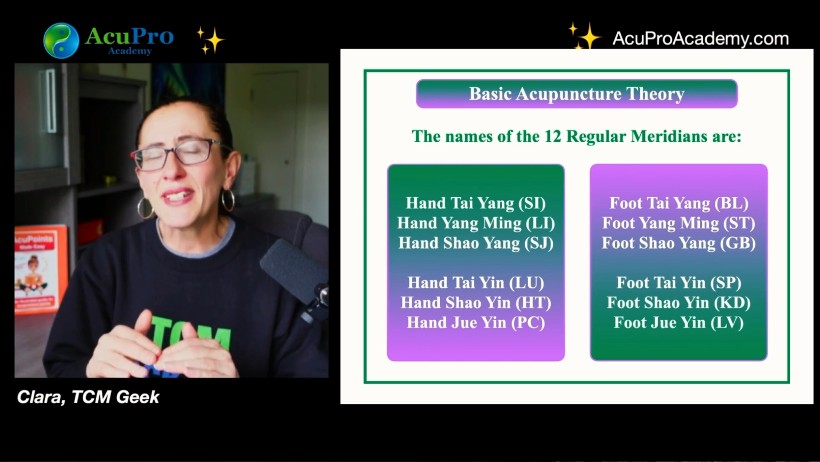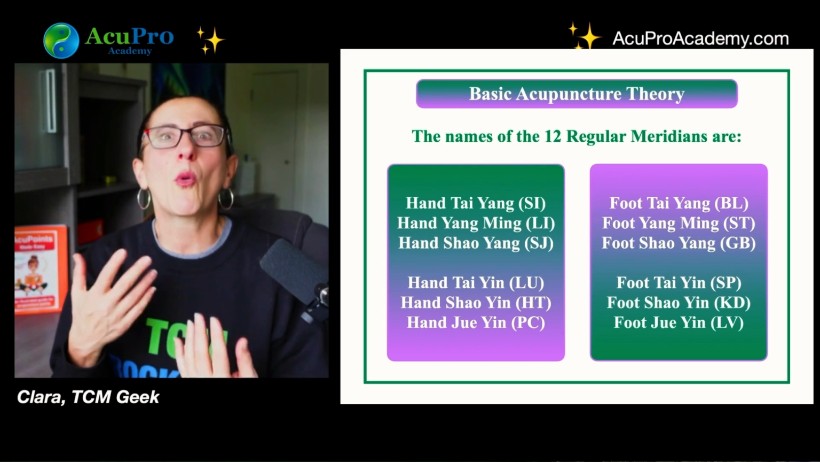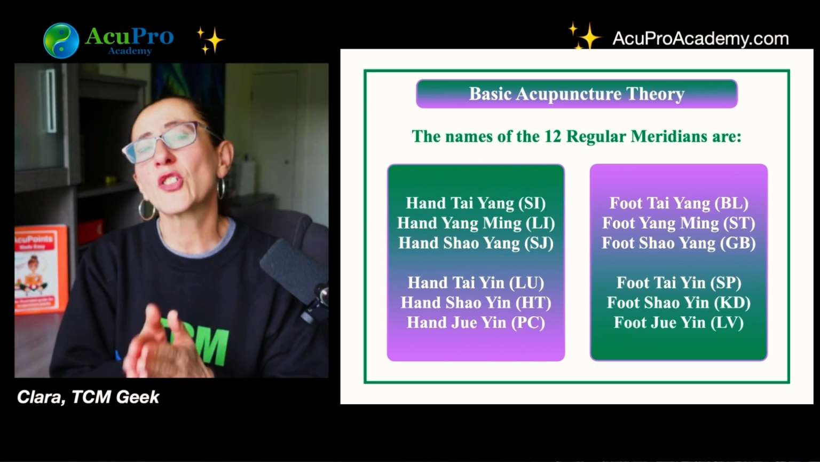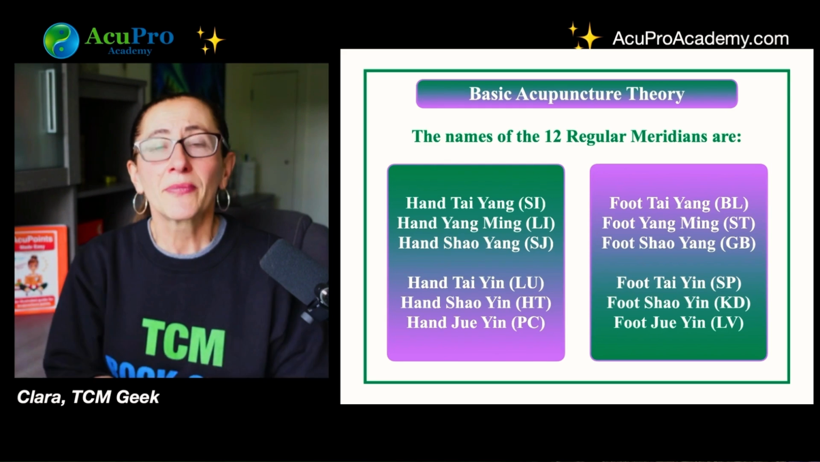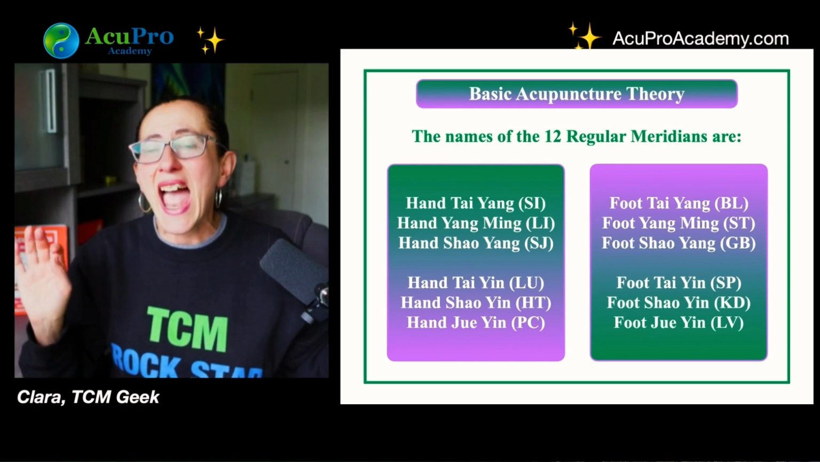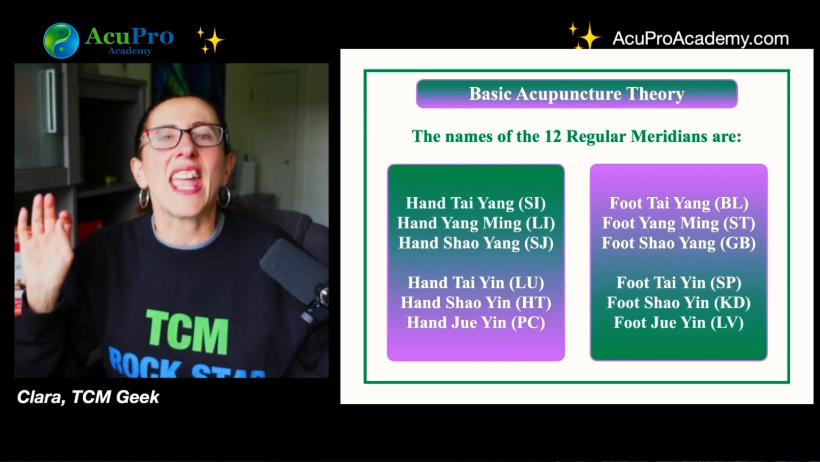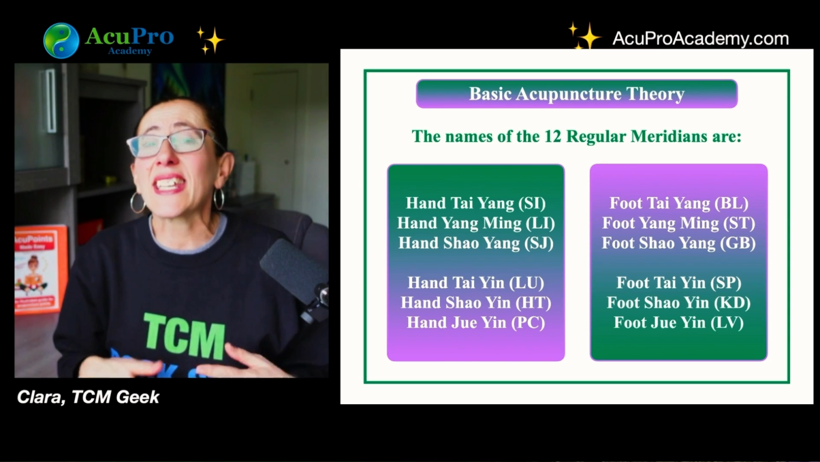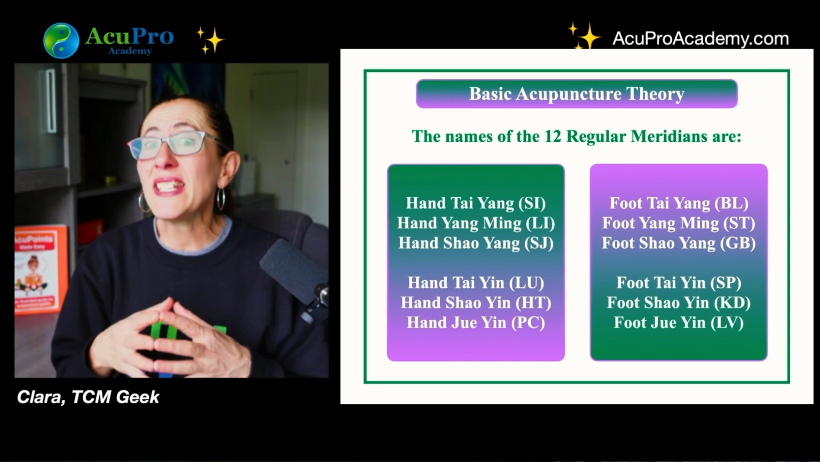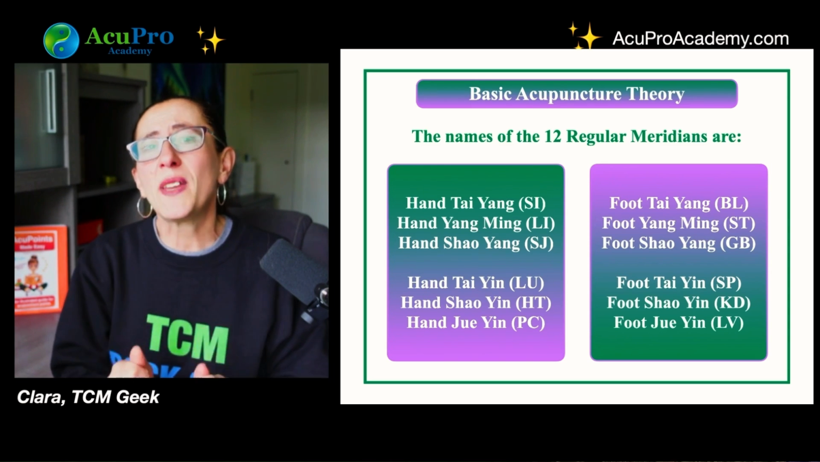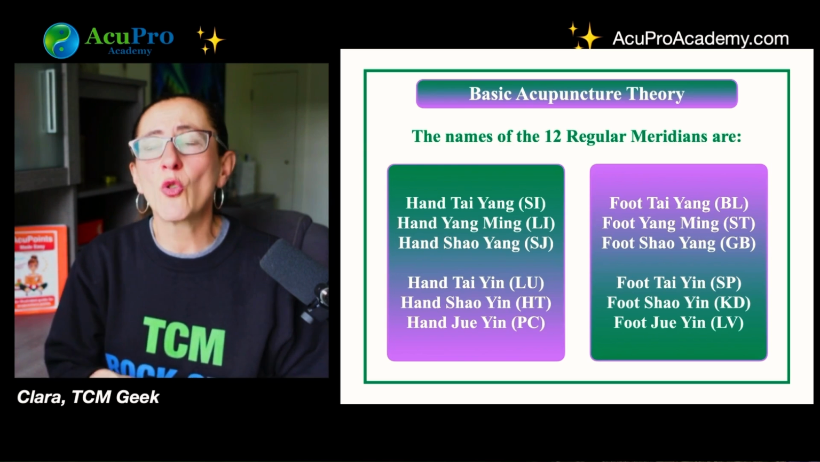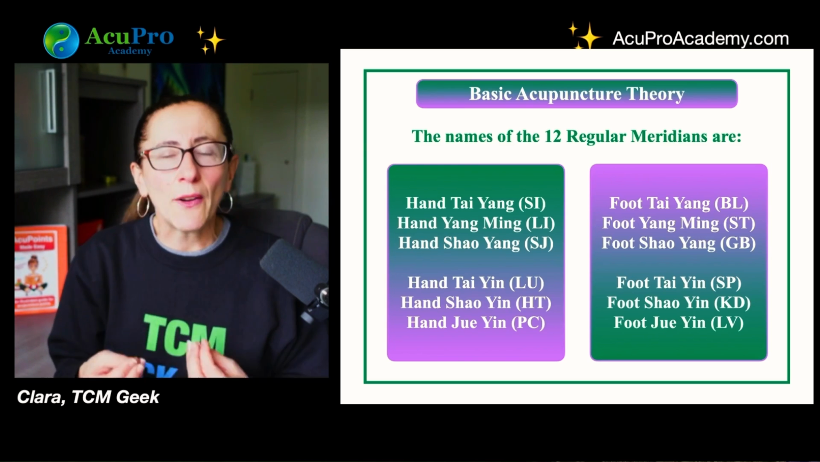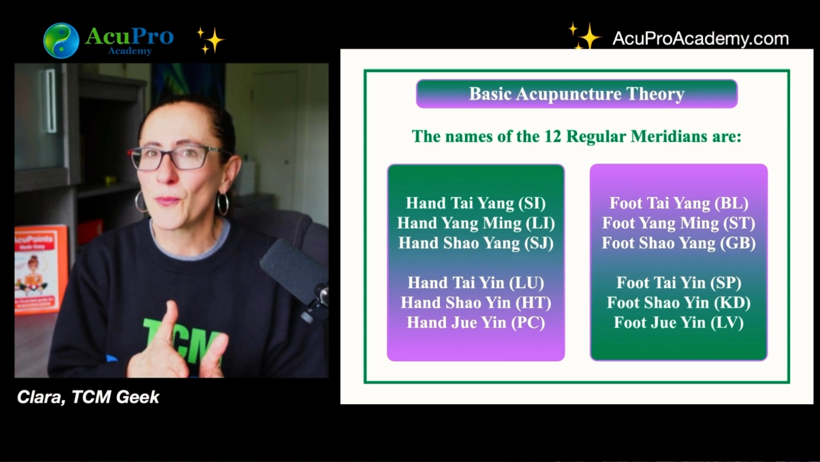The next one is the Yang Ming, or the brightest yang. The Yang Ming is going to be the large intestine at the hand, and the foot's going to be the stomach. Yang Ming meridians have the most qi and the most blood. That means they carry the most qi and the most blood. That means that they are very powerful to be used for acute and chronic issue, and they resolve those issues or help the body self-heal much faster.